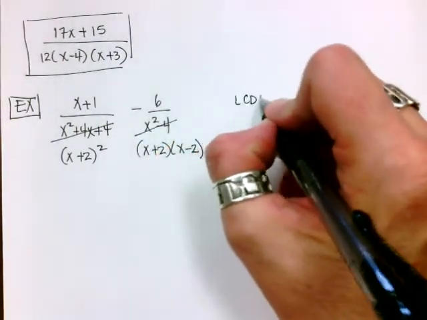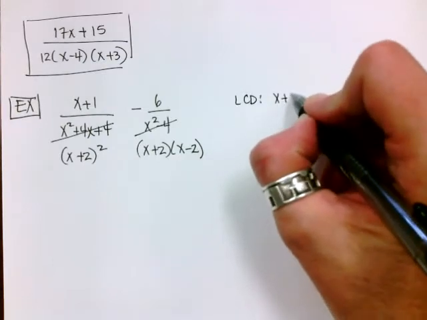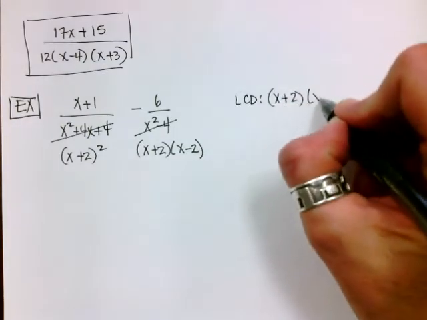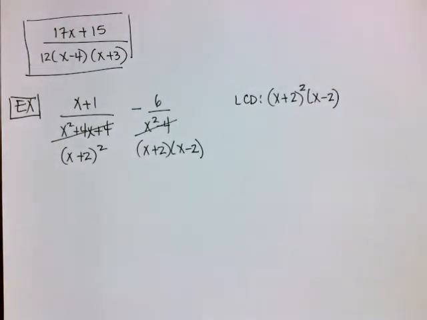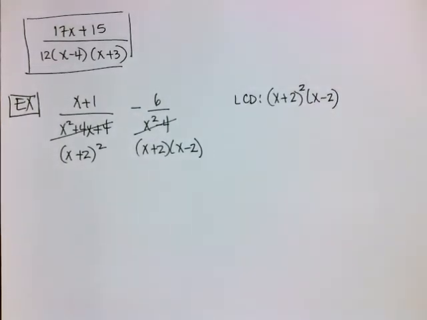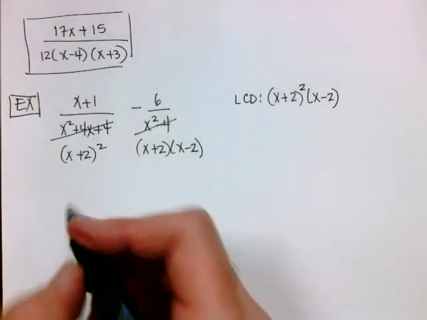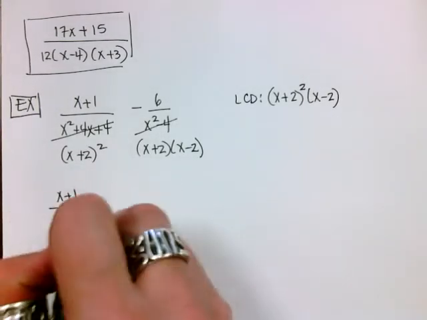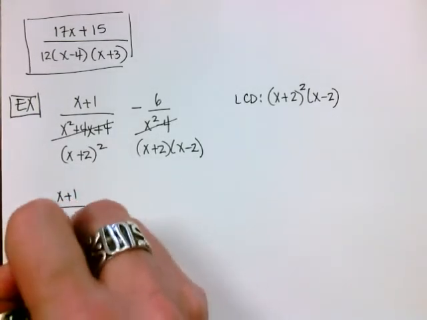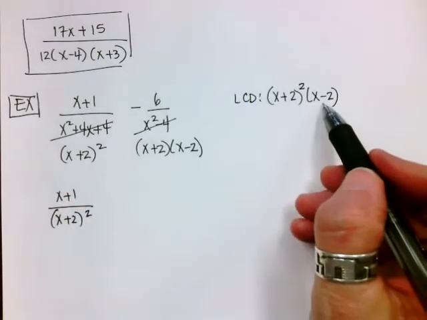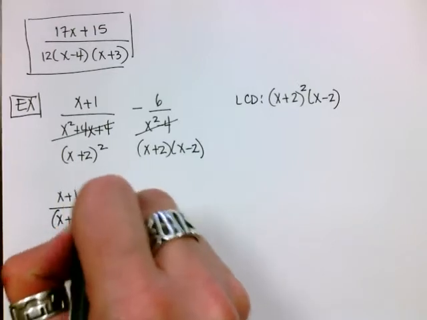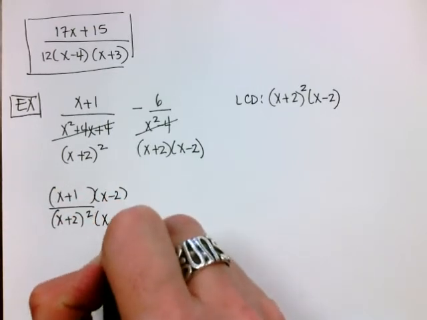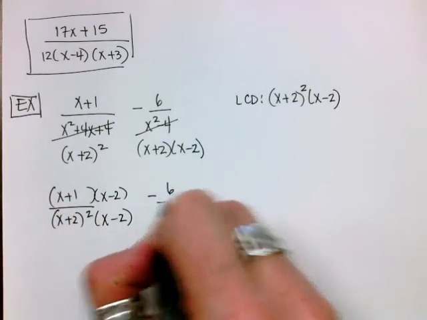My lowest common denominator is 1 of every unique factor to the highest degree that it occurs, and so the highest degree on the x plus 2 is 2. So now if we look at our fractions, I'm going to write my x plus 1 and then my x plus 2 quantity squared. It's missing the x minus 2, so I'm going to multiply by x minus 2 over x minus 2. Then I'm going to write the 6.